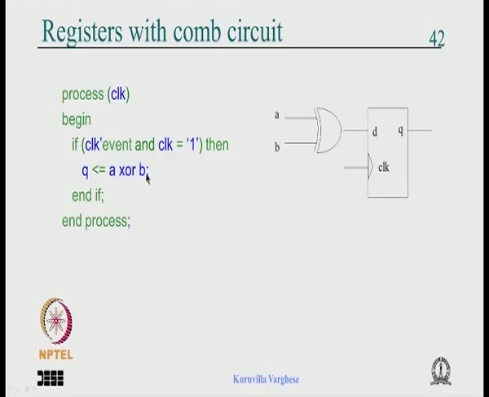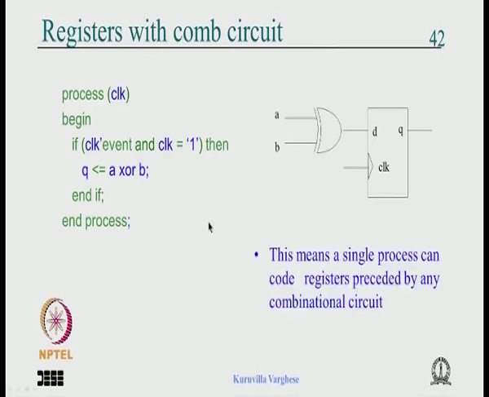What it says is that you could write a single process for a flip flop with some logic preceding it. Underneath clock'event and clock is equal to 1, you write Q gets some combinational circuit that comes before the flip flop. Here it's a single bit, but it can be a row of registers with a much more complex circuit, and you can code it using a single process. So that is the meaning of it: a single process can code registers preceded by any combinational circuit.